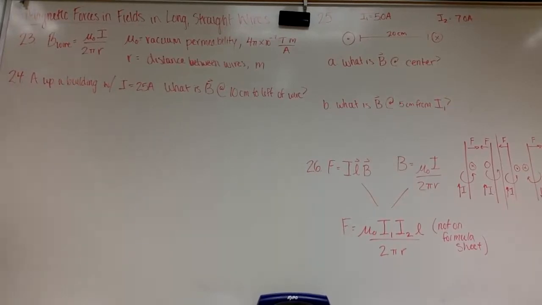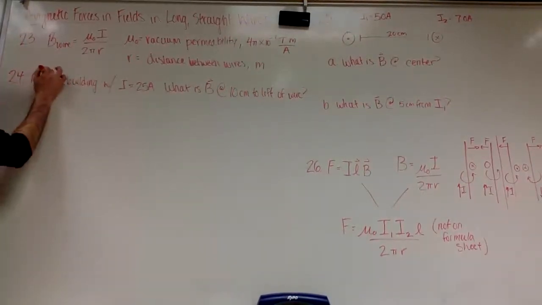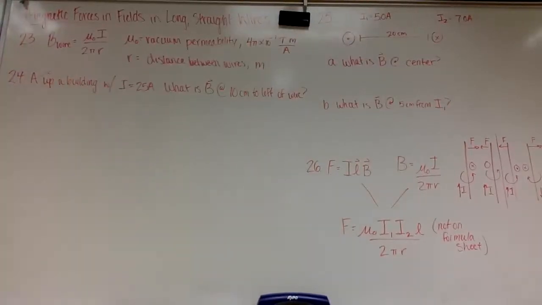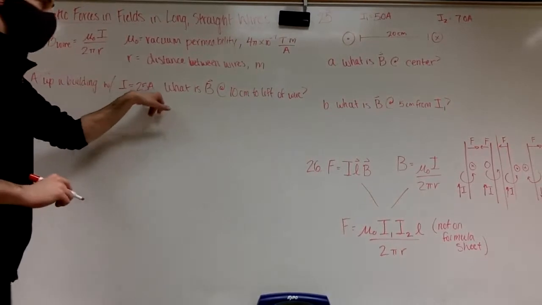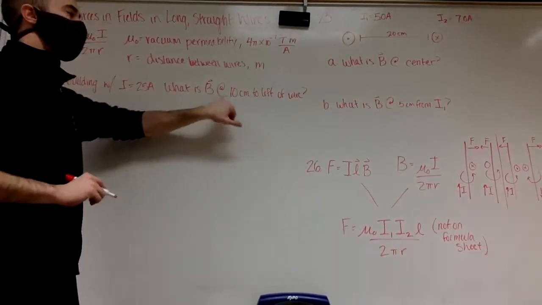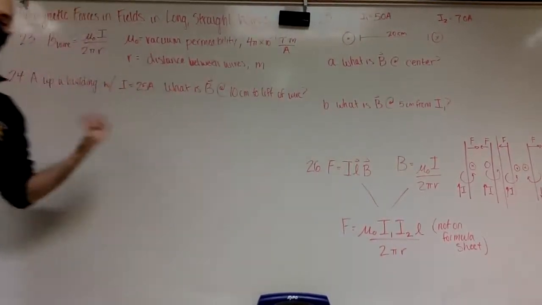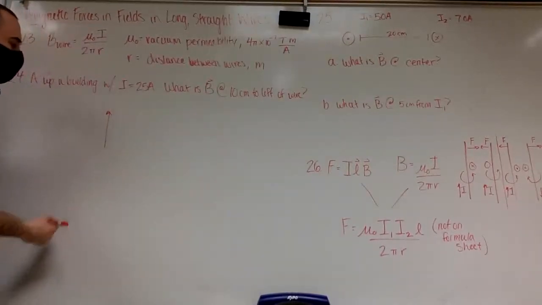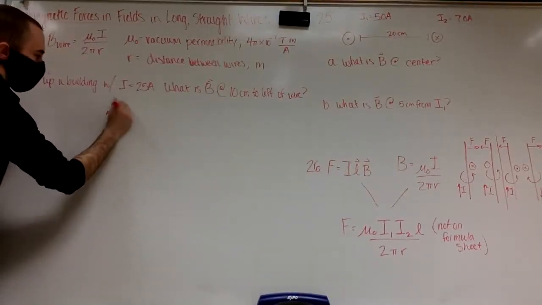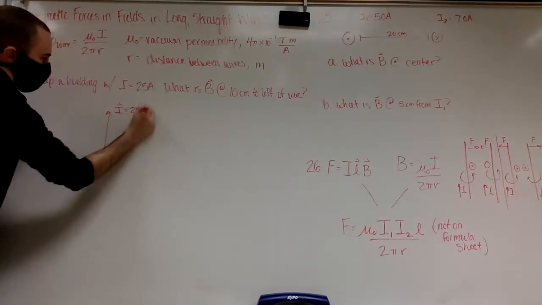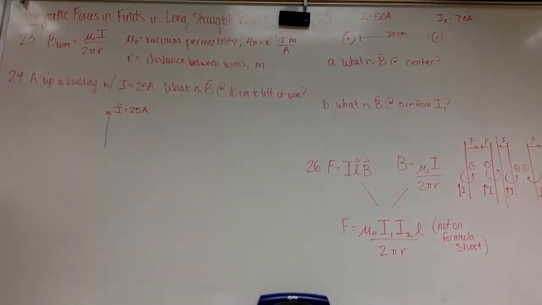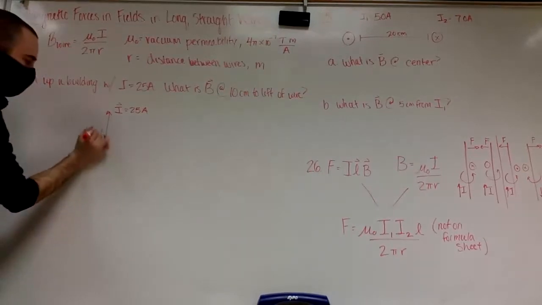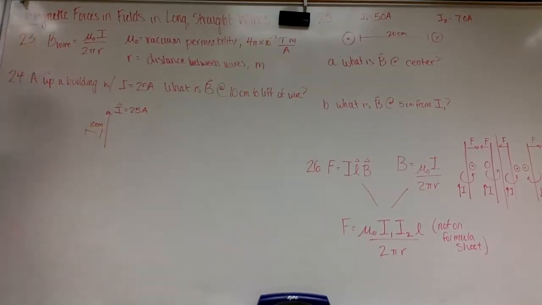So let's try this out in a problem. I've got a wire that goes up a building with a current of 25 amps. And I want to know what is the magnetic field 10 centimeters to the left of the wire. So what's this going to look like? Well, I'll draw my wire. There's my wire. It's got a current, 25 amps. I want to know what's the magnetic field over here, 10 centimeters to the left.